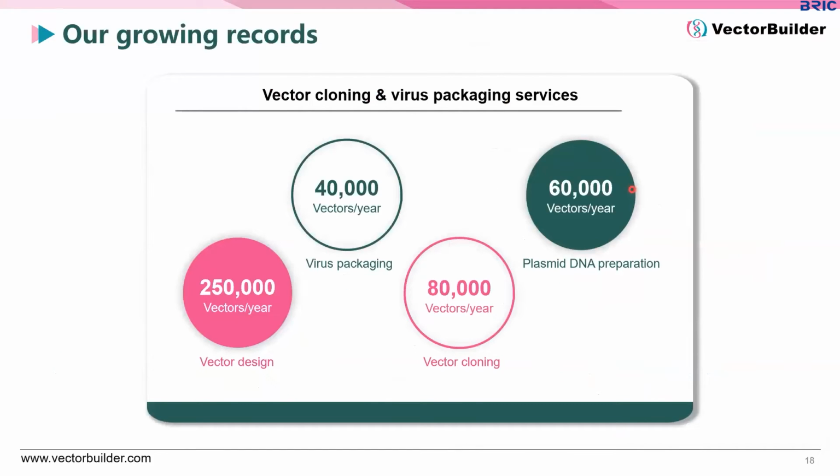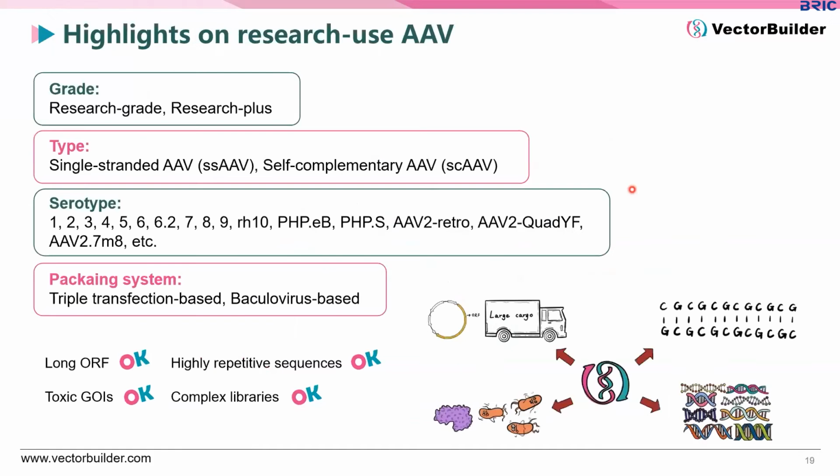Our records are rapidly growing over the years. Based on our recent analysis, each year we design over 250,000 vectors. We have packaged 40,000 vectors a year. We have cloned 80,000 vectors a year. And we also prepare more than 60,000 plasmid DNA each year.